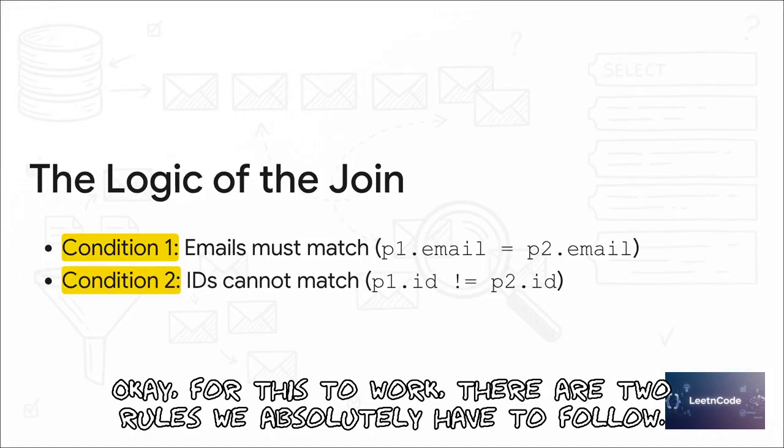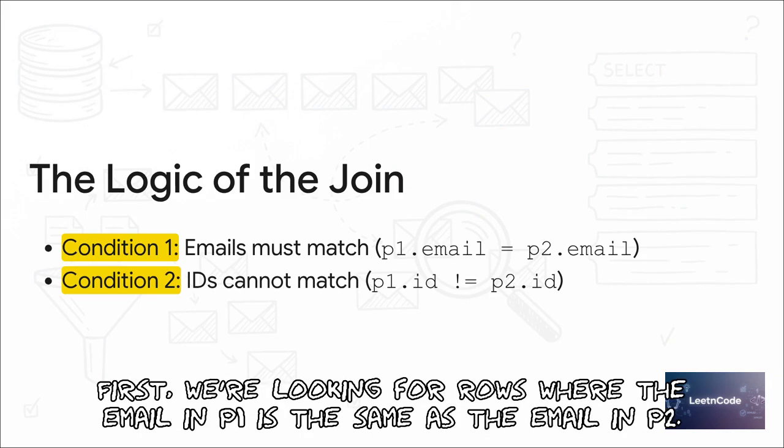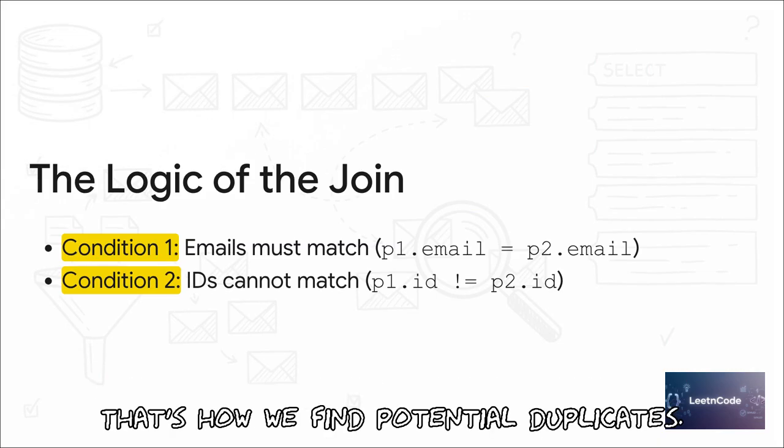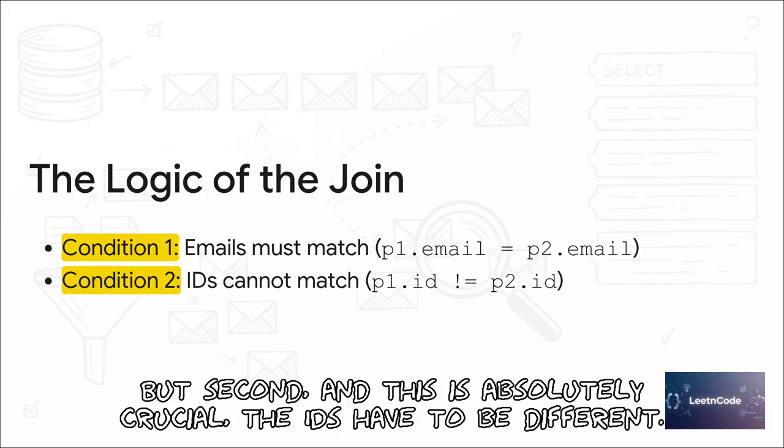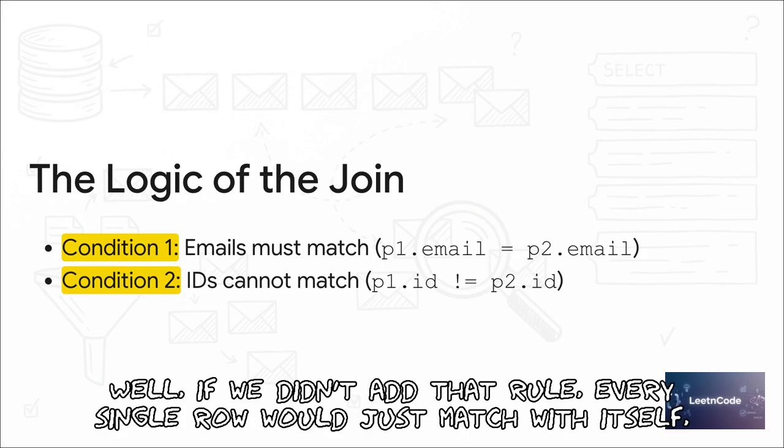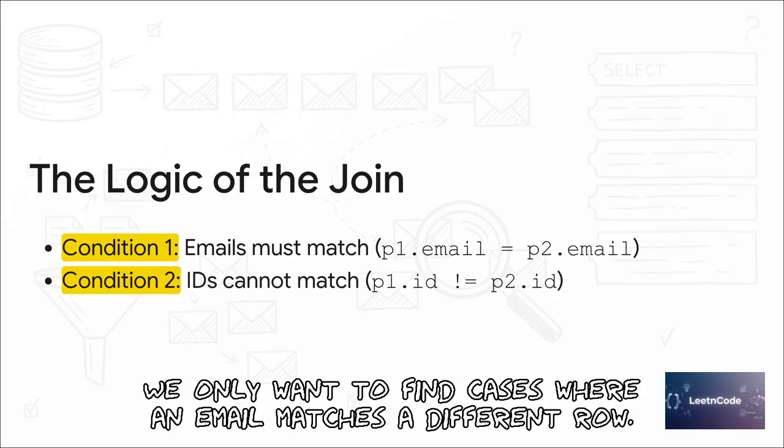Okay, for this to work, there are two rules we absolutely have to follow. First, we're looking for rows where the email in P1 is the same as the email in P2. That's how we find potential duplicates. But second, and this is absolutely crucial, the IDs have to be different. Why? Well, if we didn't add that rule, every single row would just match with itself, which tells us nothing. We only want to find cases where an email matches a different row.